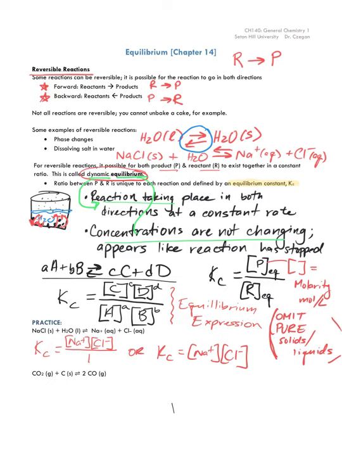All right, let's try the next one. The answer for this one is CO squared over CO2. We omit the carbon because it's a pure solid, and don't forget that this one has this 2 here, so we need to include it there. For additional practice, see the worksheet I have posted, and number 1 on the worksheet will give you some more practice with this.